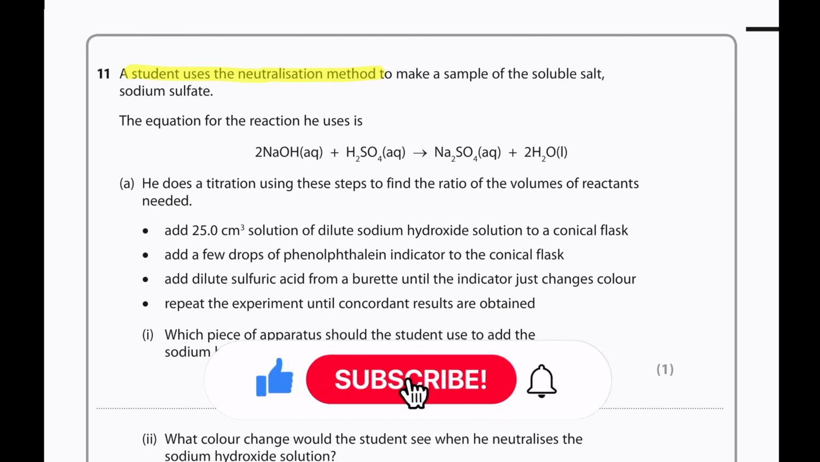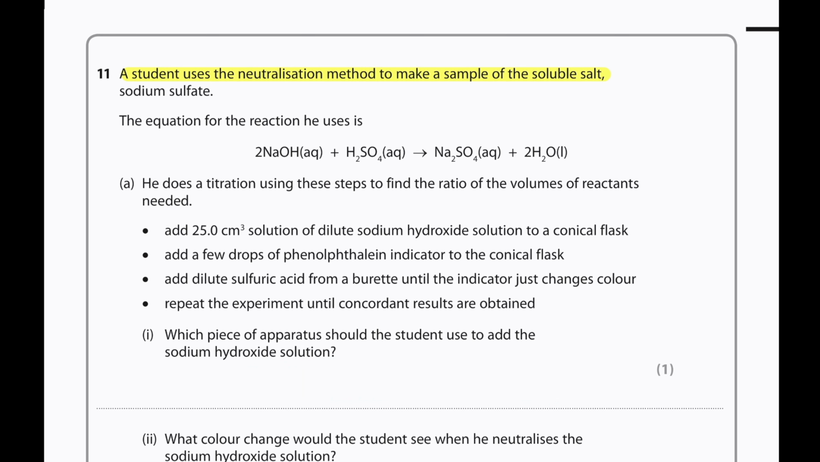A student uses the neutralization method to make a sample of the soluble salt sodium sulfate. Sodium hydroxide reacts with sulfuric acid to produce sodium sulfate and water. He does a titration using these steps to find the ratio of the volumes of reactants needed. Add 25 cm³ of dilute sodium hydroxide solution to a conical flask. Add a few drops of phenolphthalein indicator to the conical flask. Add dilute sulfuric acid from a burette until the indicator just changes color. Repeat the experiment until concordant results are obtained.